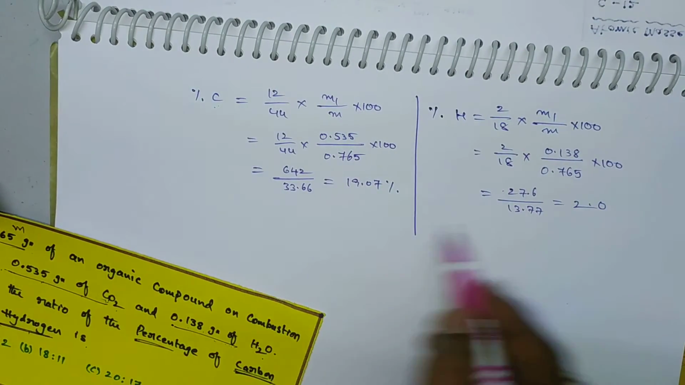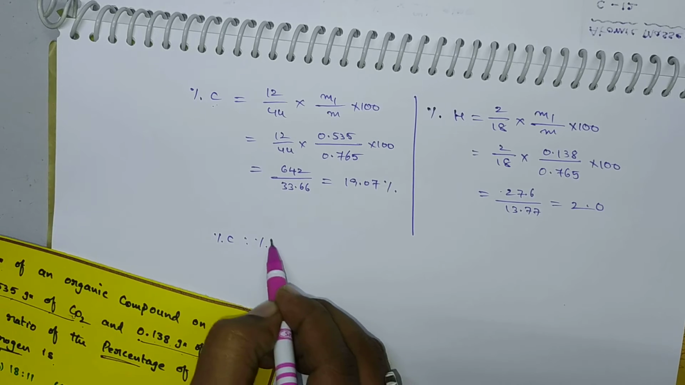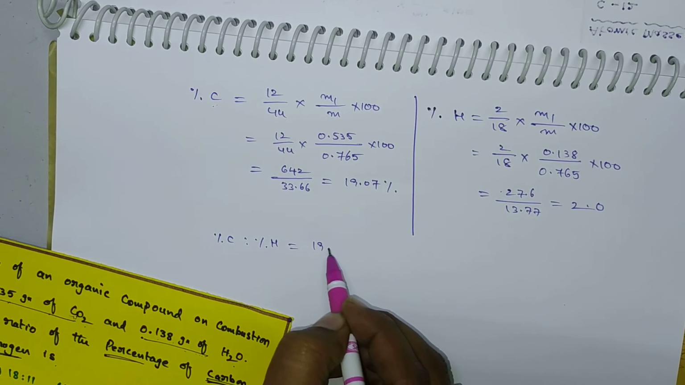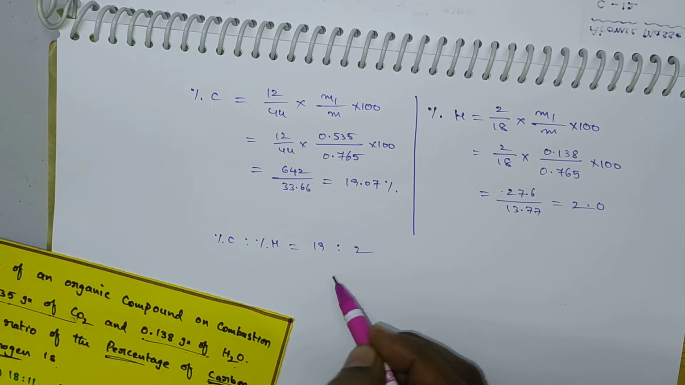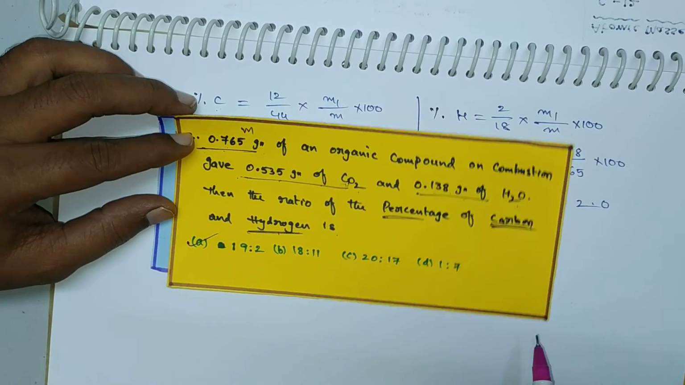So then what is the ratio here? The ratio of percentage of carbon and percentage of hydrogen is equal to 19:2. So this is the answer. So 19:2 means option A.